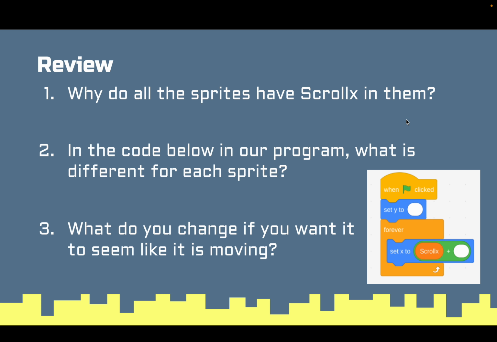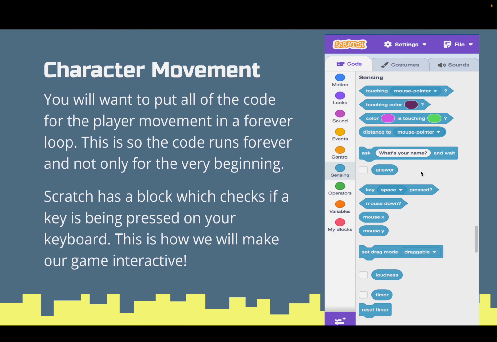Why do all the sprites have scroll X in them? It's so they can move. In the code below in our program, what is different for each sprite? It is the X value. And what do you change if you want it to seem like it's moving? You also change the X value. And then character movement.